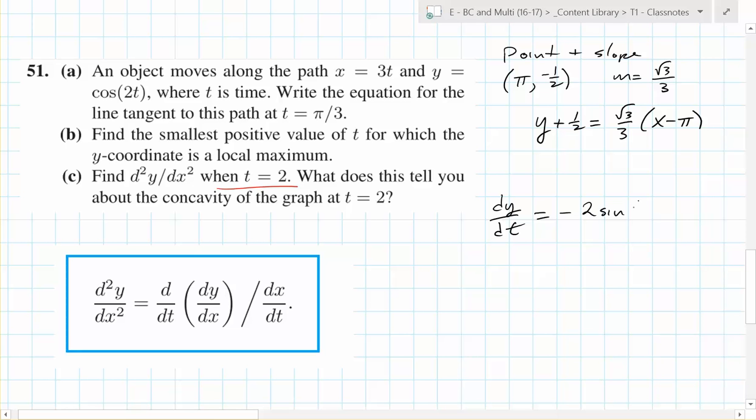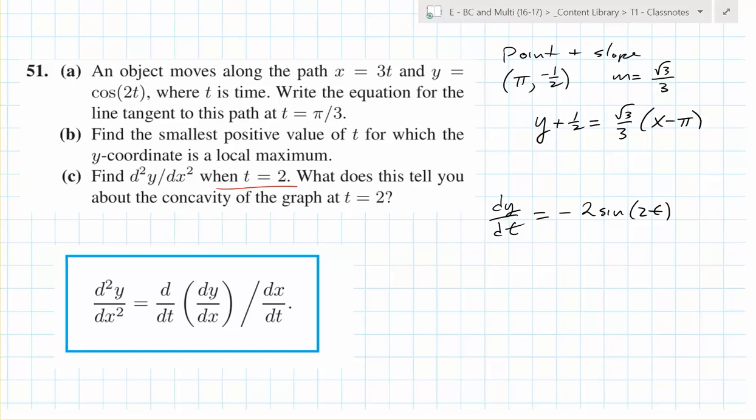2 sine 2t, yes. How do you know dy/dt is negative? Oh, you do the derivative of y. It says y is equal to cosine 2t, so dy/dt is negative 2 sine 2t. And then what did many of you do after that point?